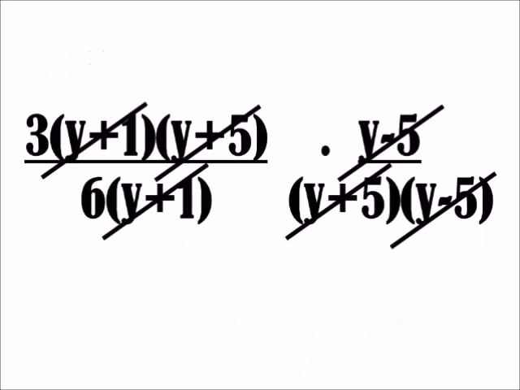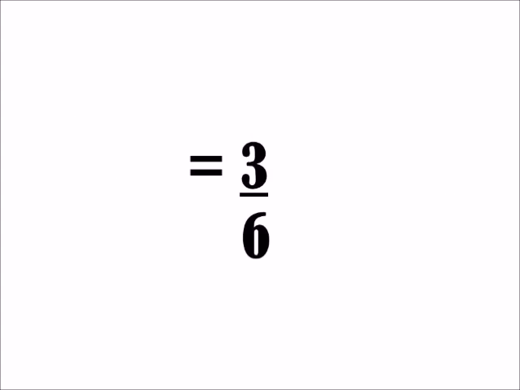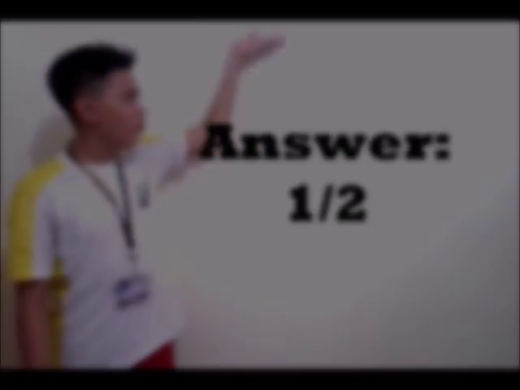Then, let's move to the multipliers. It has the same value of y minus 5 on both numerator and denominator, so we will cancel it. Then, the remaining value is 3 over 6. So, our final answer is 1/2.